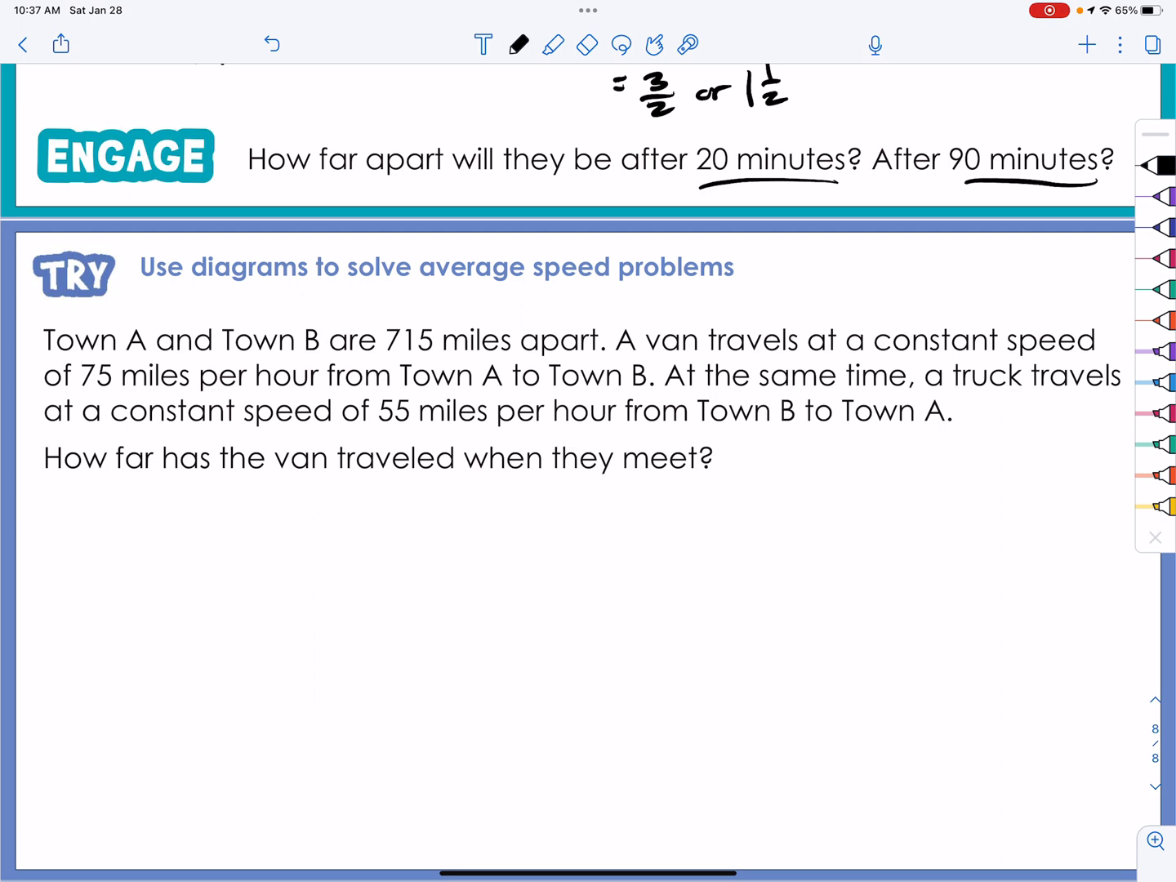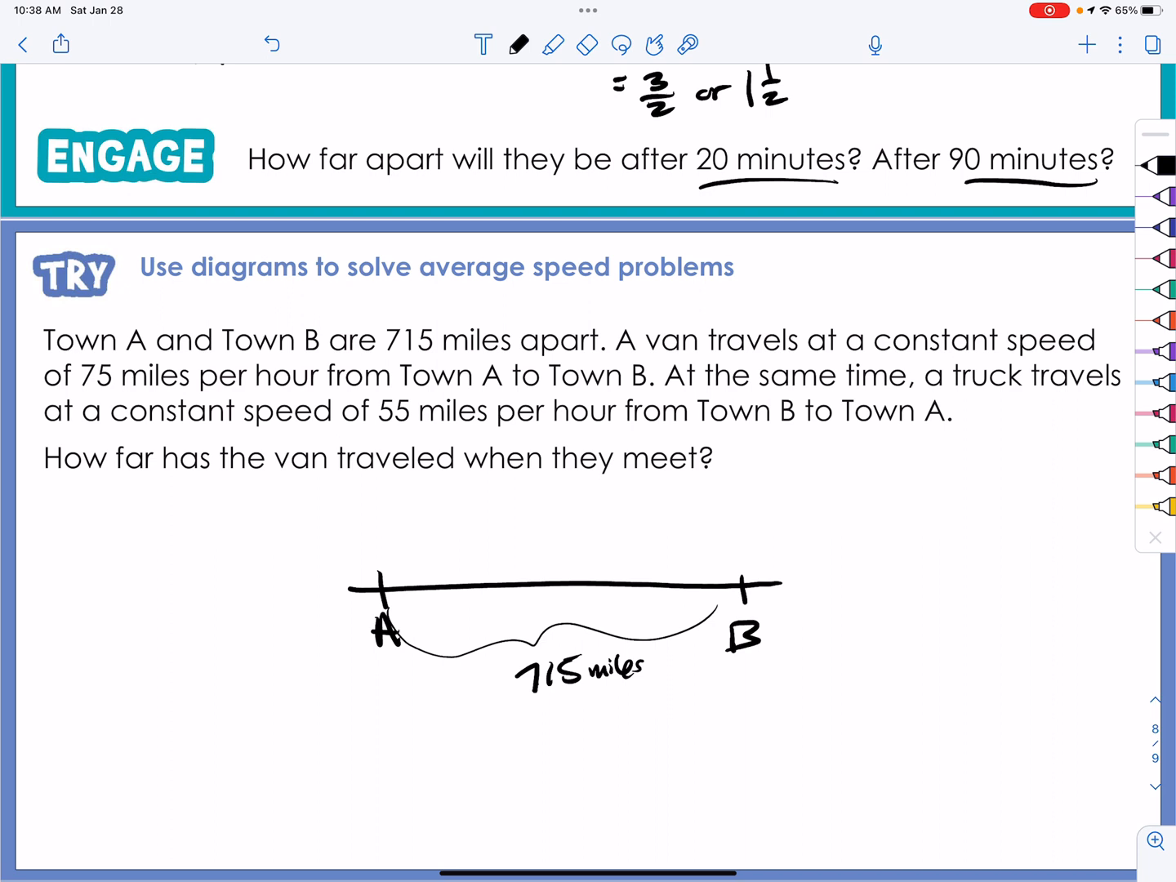So town A and town B are 715 miles apart. A van travels at a constant speed of 75 miles per hour from A to B. At the same time, a truck travels at a constant speed of 55 miles an hour from B to A. How far has that van traveled when they meet? This is looking confusing, but we know we have 2 towns, A and B, and their distance apart is 715. So if you drove all the way from A all the way to B, you would travel 715 miles.